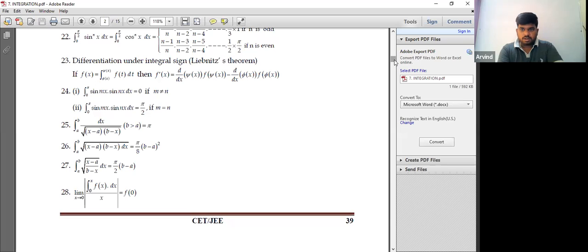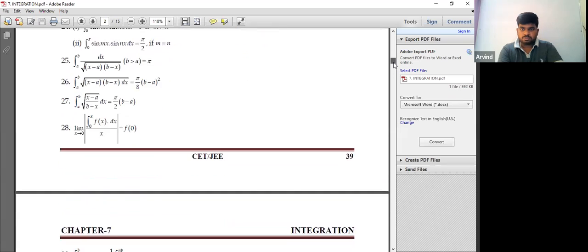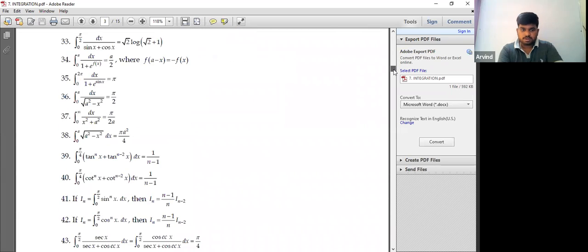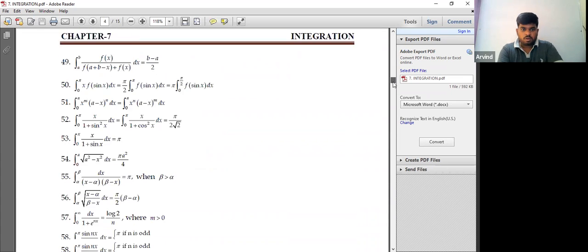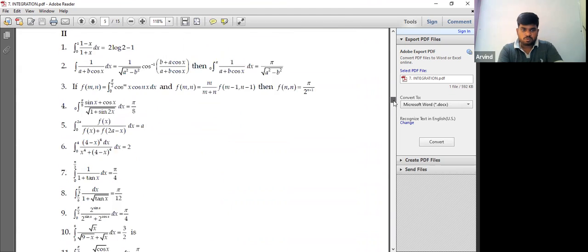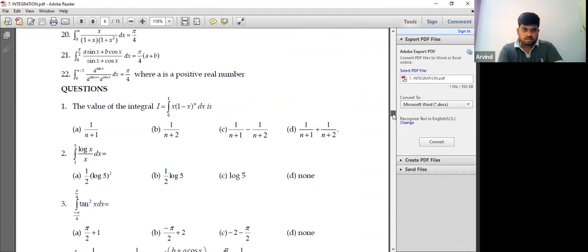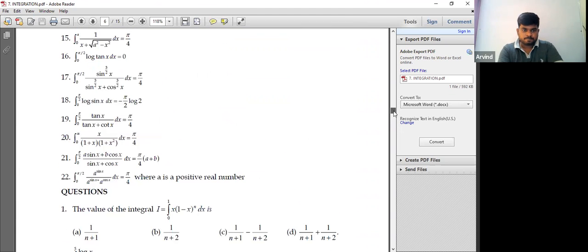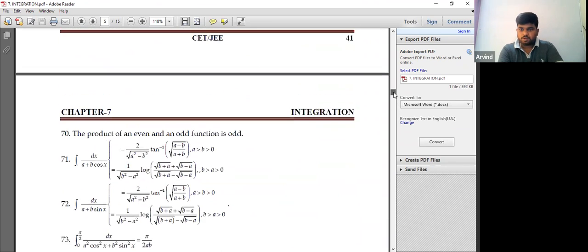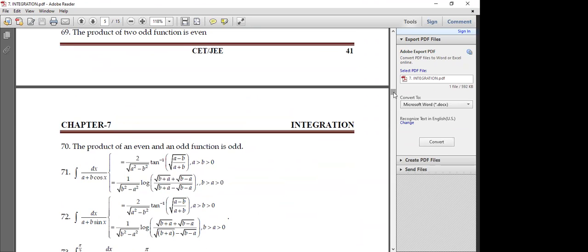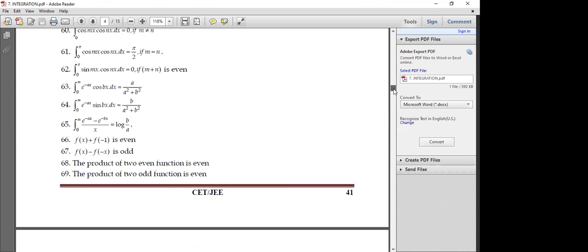While doing the problems itself, I'll tell you which rule I'm using. But for your reference, you need not write it now. All the rules are here. As you can see, more than 100. Almost 100 formulas are there. However, while doing the problem, I'll tell you what type of formulas we'll be using.